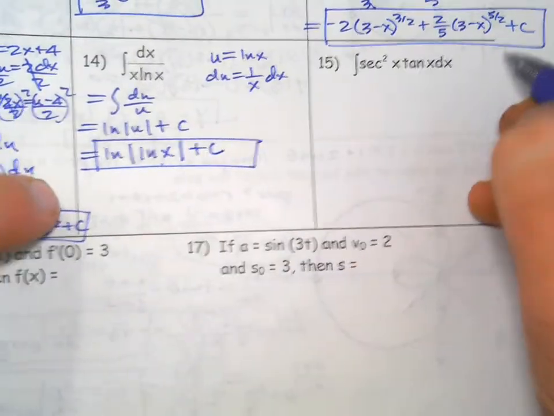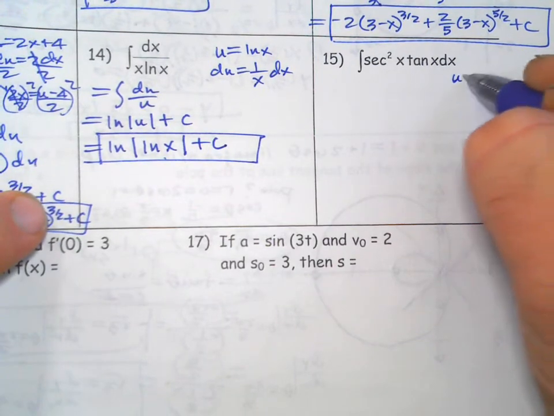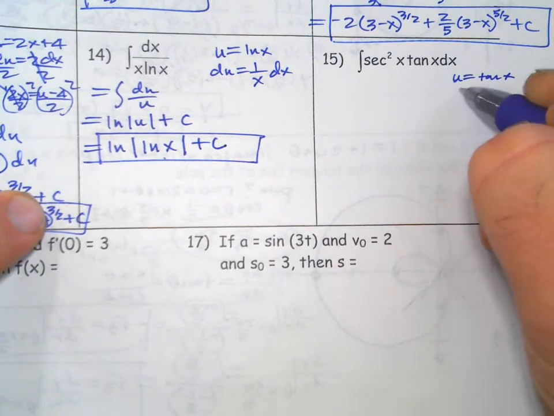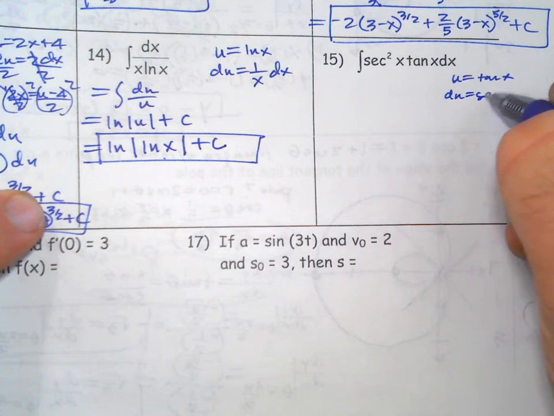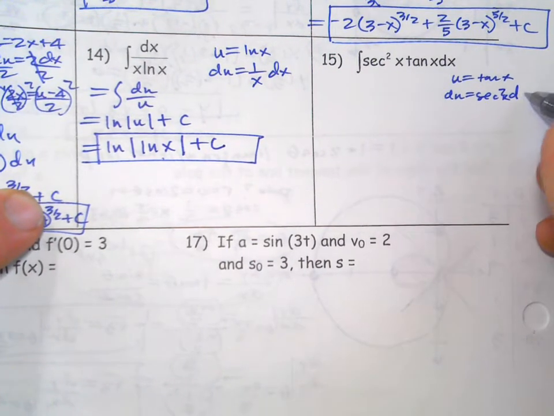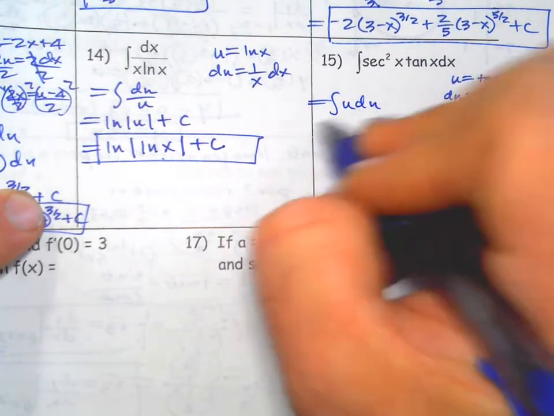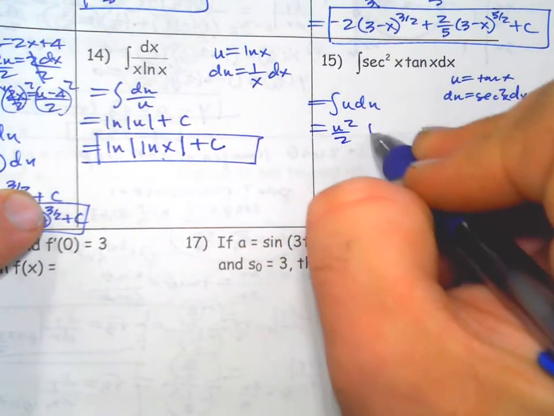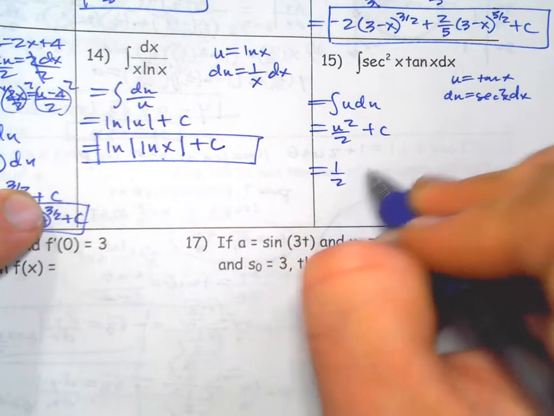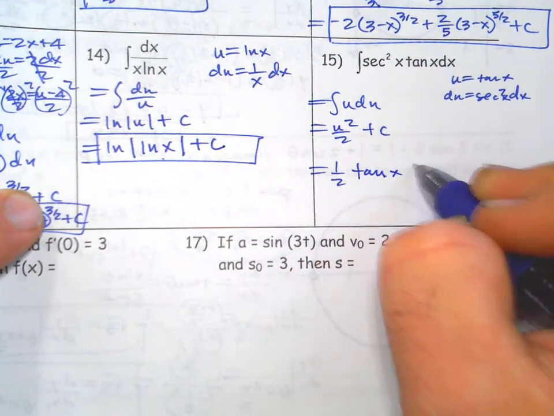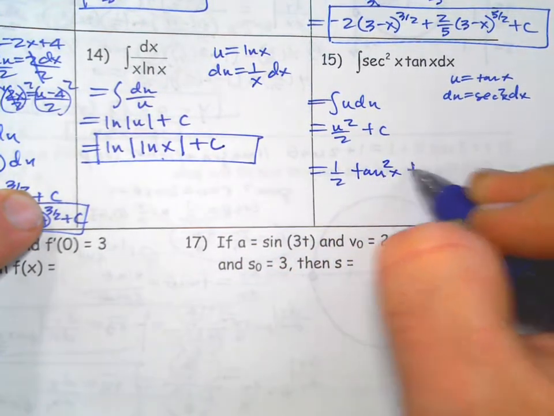Okay, this one, I think we're going to go with u equals tangent, because du would equal secant squared, which is perfect. So it's going to be u du. It's going to be u squared over 2 plus c. It's going to be 1/2 tangent squared x plus c.